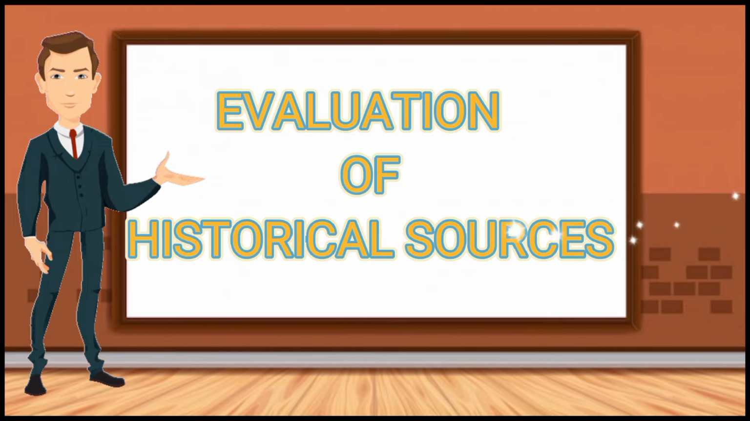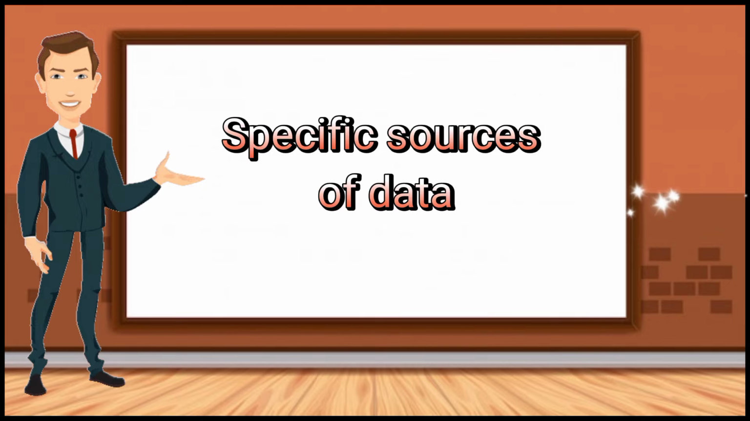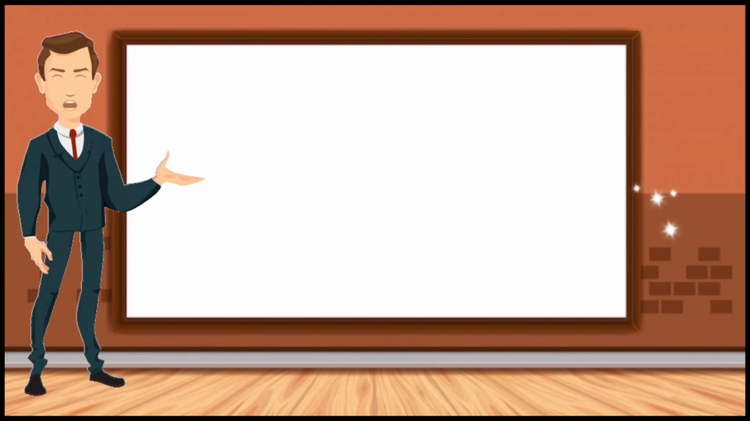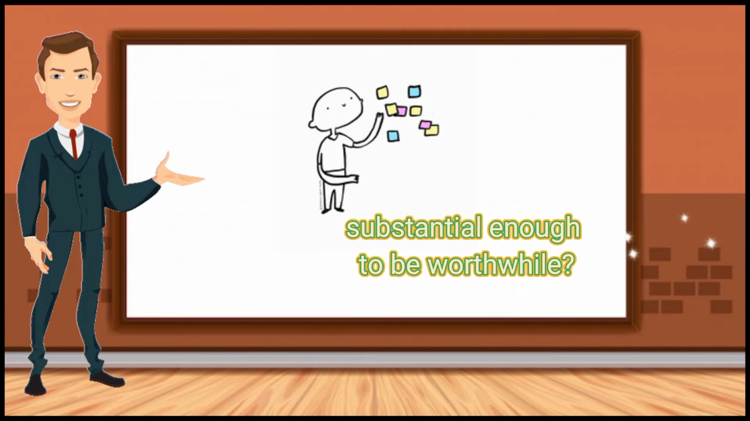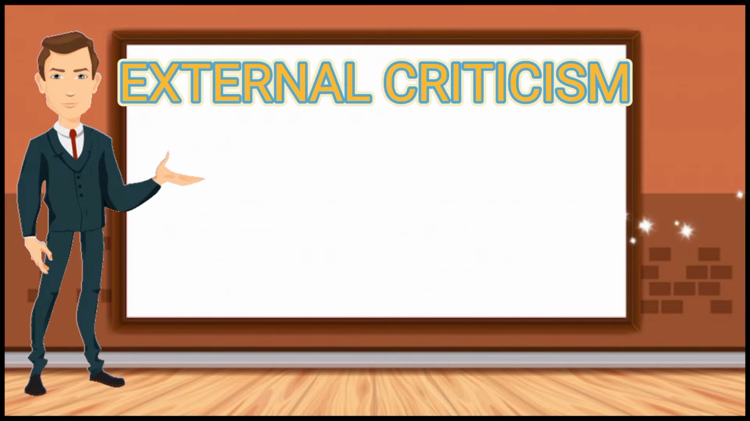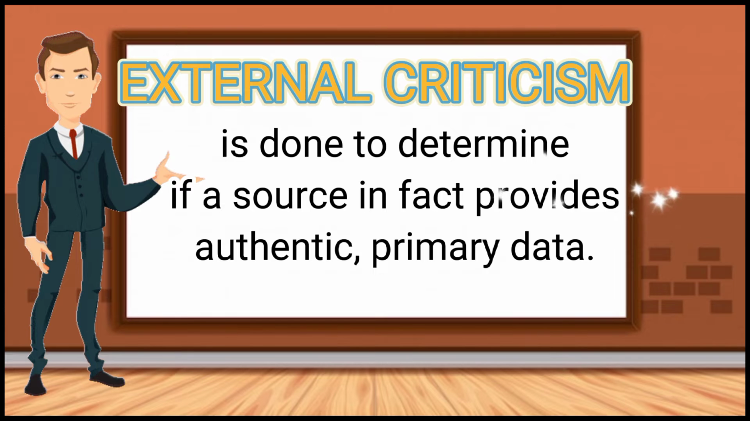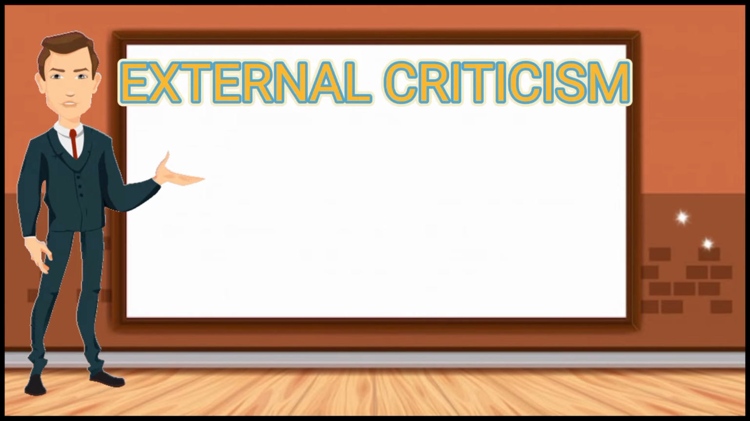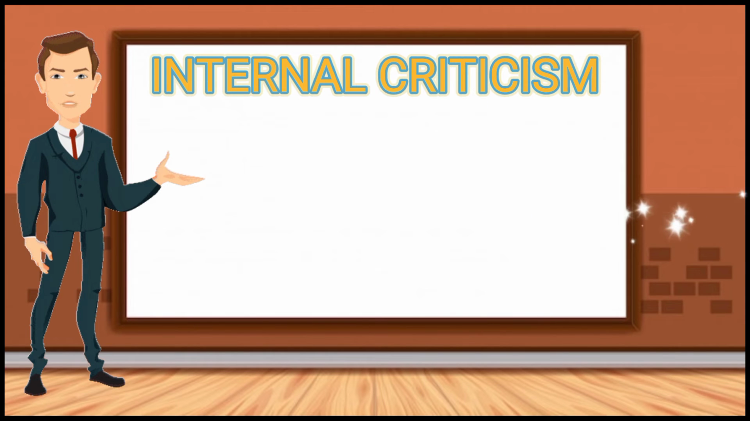Evaluation of historical sources. In selecting specific sources of data for a historical study, it is critical that they be evaluated. The researcher should want to know if the sources are relevant to the study, substantial enough to be worthwhile, and competent. External criticism, or the gathering of external evidence, is done to determine if a source in fact provides authentic, primary data. It may be used interchangeably with textual criticism, and usually takes into account the provenance or origin of a document.